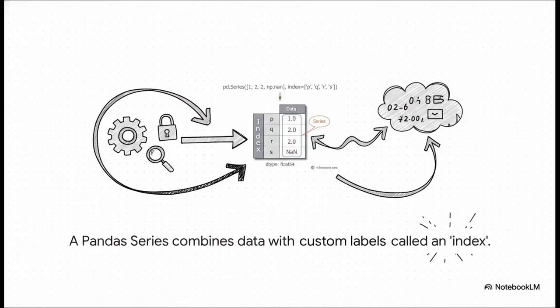But here's the thing that makes a series so cool. It's not just a boring old list of data. See those labels on the left, the P, Q, R, S? That's called the index. By giving each piece of data a custom label, Pandas makes it way, way easier to find and work with your information. That little connection right there, that's the secret sauce.